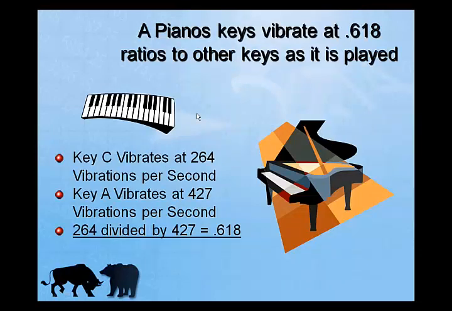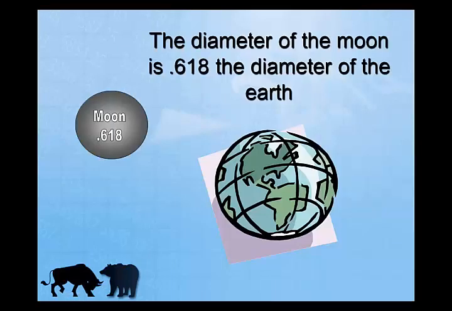There's a reason why you get goosebumps when you play the piano keys C and A. Key C vibrates at 264 vibrations per second. Key A vibrates at 427 vibrations per second. If I get 264 divided by 427, that gives me 0.618. That's why the human ear is attracted by the Fibonacci numerical sequence. Look at the Earth. The moon is 0.618 the diameter of the Earth.